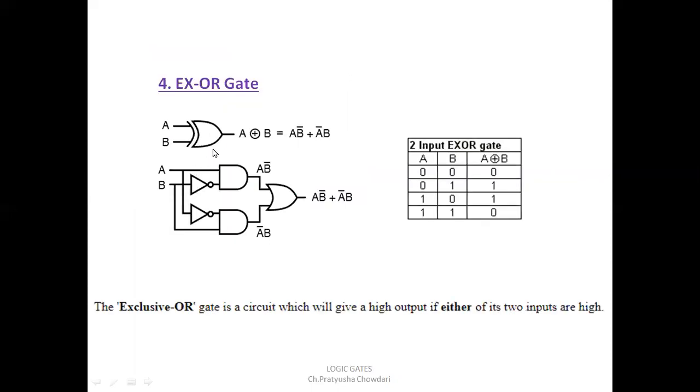XOR gate. This is the logic symbol for XOR gate and the expression is A XOR B. It is expressed as A B bar plus A bar B. And the XOR gate truth table is this. XOR gate is a circuit which will give a high output if either of its two inputs is high.